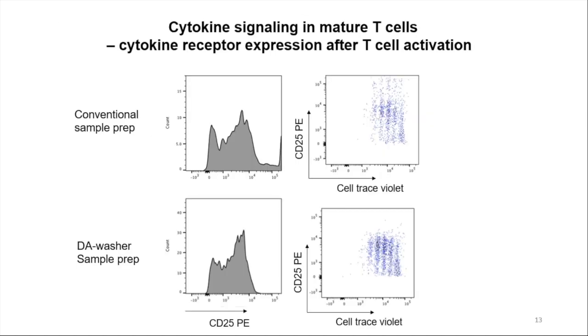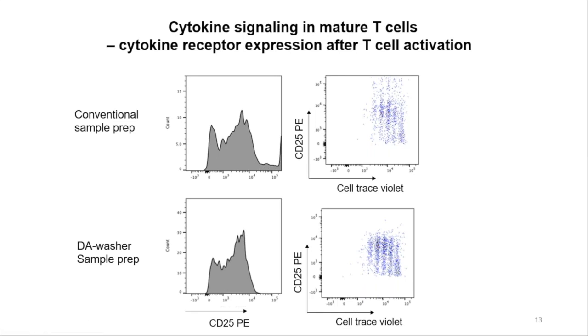And this is an experiment in which we are looking at the expression of CD25, which is a part of the high affinity IL-2 receptor. And this gets upregulated after T cell activation. So if you examine cell trace violet dilution indicating cell proliferation, you can see that the cells that have proliferated, the cells that have activated, should upregulate CD25.